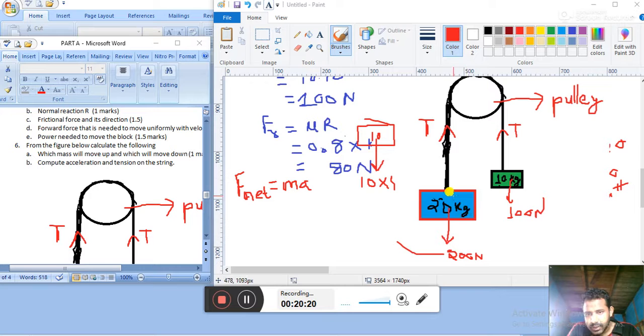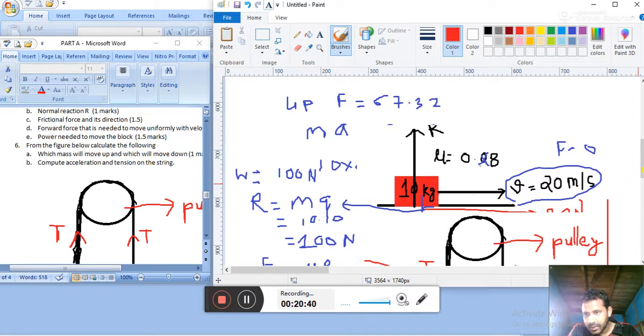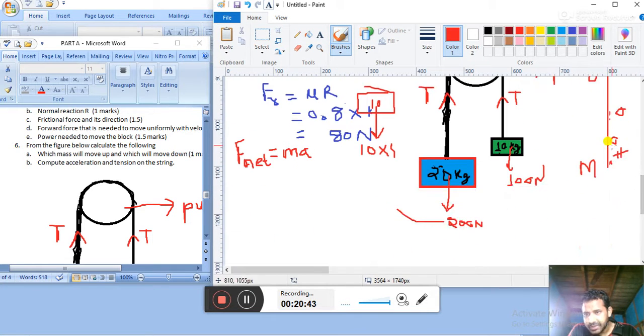Now see here, this is quite an easy one. It is a pulley with 10 kg on one side and 20 kg on the other, and the downward forces are 100 newton and 200 newton. It means we have multiplied 10 into 10 and 20 into 10. We are using mg, and we know mg acts downward, so we got these two values. Let me tick it, and we'll solve this using F net equals ma.